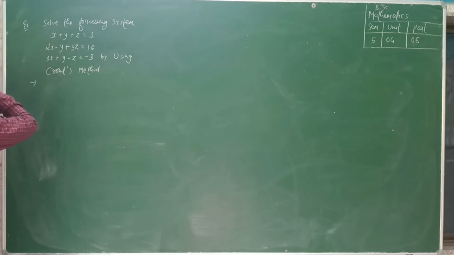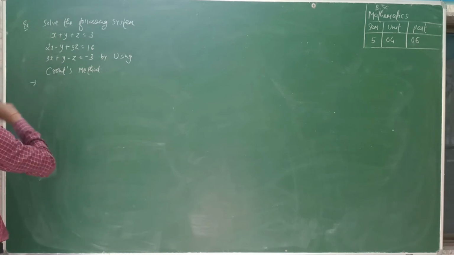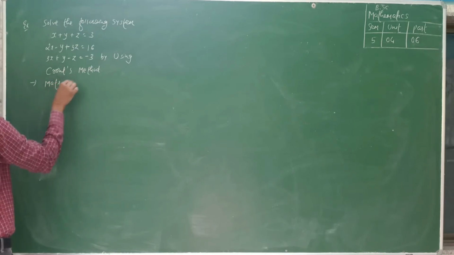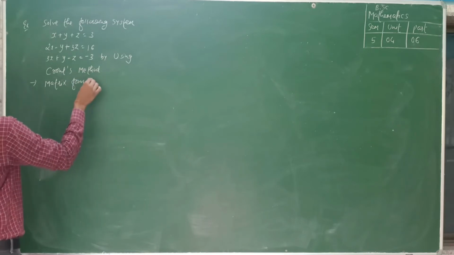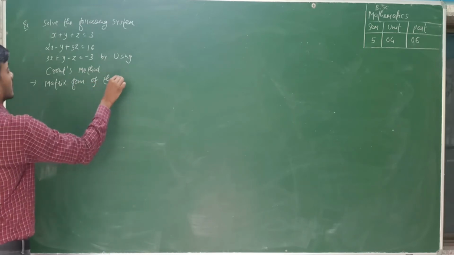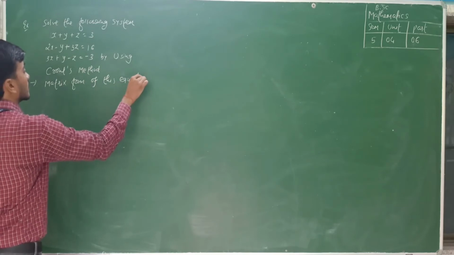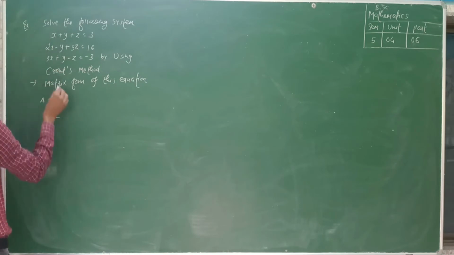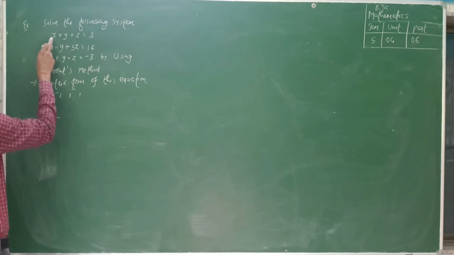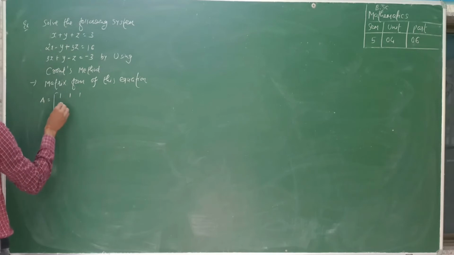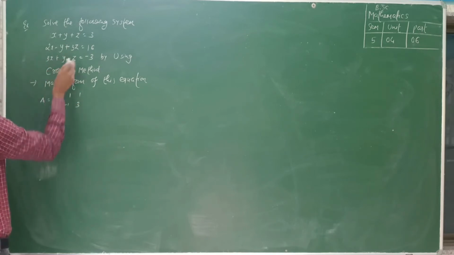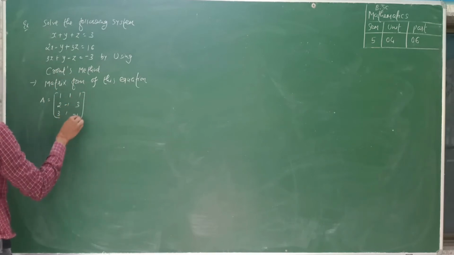So first of all, the given system of linear equations can be formed in the matrix form. A is equal to the coefficients of x, y, z, that means 1, 1, 1. Second row 2, minus 1 and positive 3. Third row 3, 1 and minus 1.